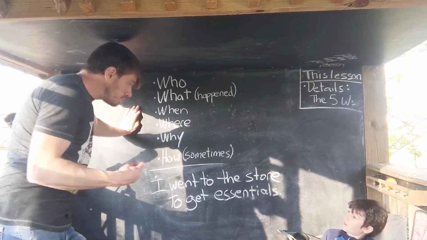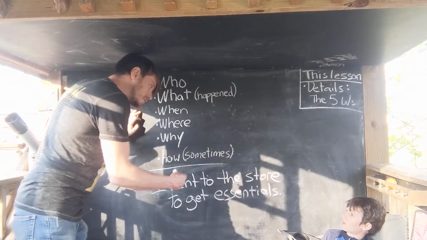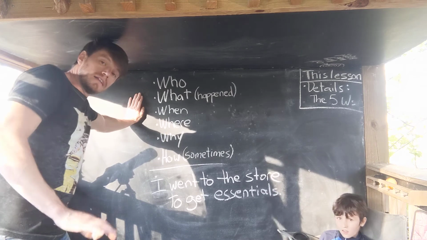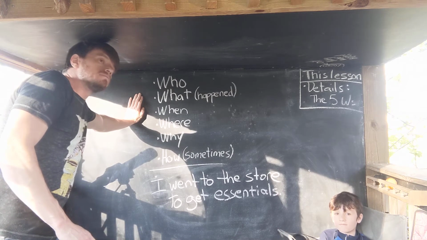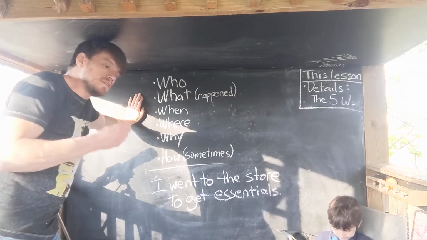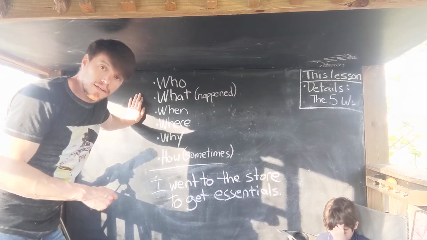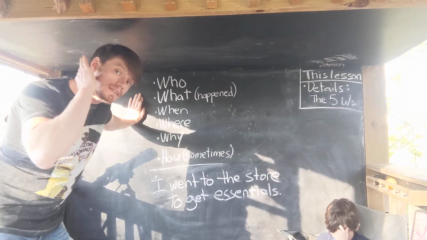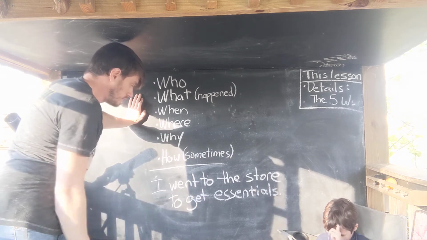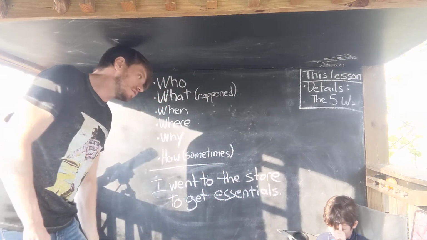Now, I'm going to use a simple sentence here: I went to the store to get essentials, to highlight why this concept of the 5 W's is important for reading comprehension, because it's in the basics of all communication. It's not just reading and writing. It's speaking and listening. Because if you leave something off, say like I leave off the tense here, I to the store does not make sense.